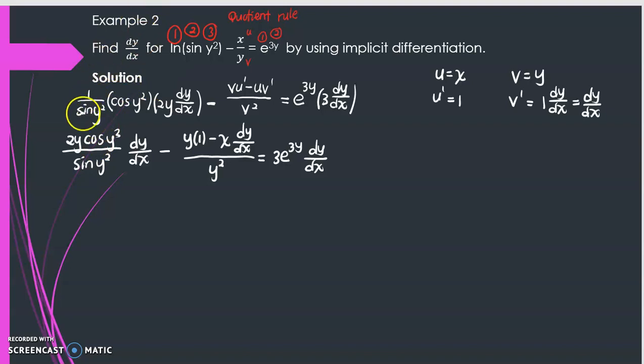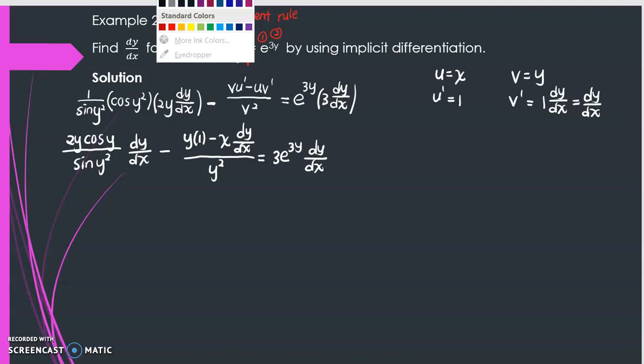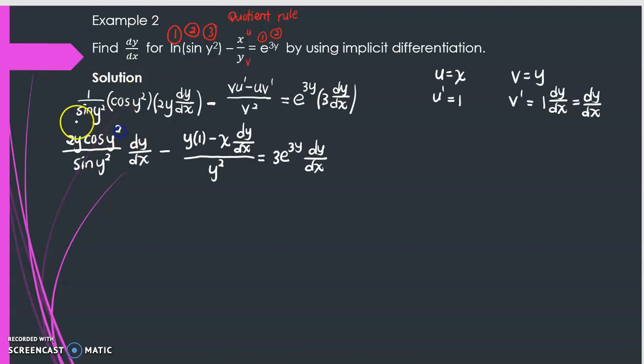So next, so cos y², so this is y², sorry, so here is y². So cos y² over sin y². So this part, cos y² over sin y². If you still remember from our pre-calculus, cos over sine is cotangent. Cotangent y² dy/dx.